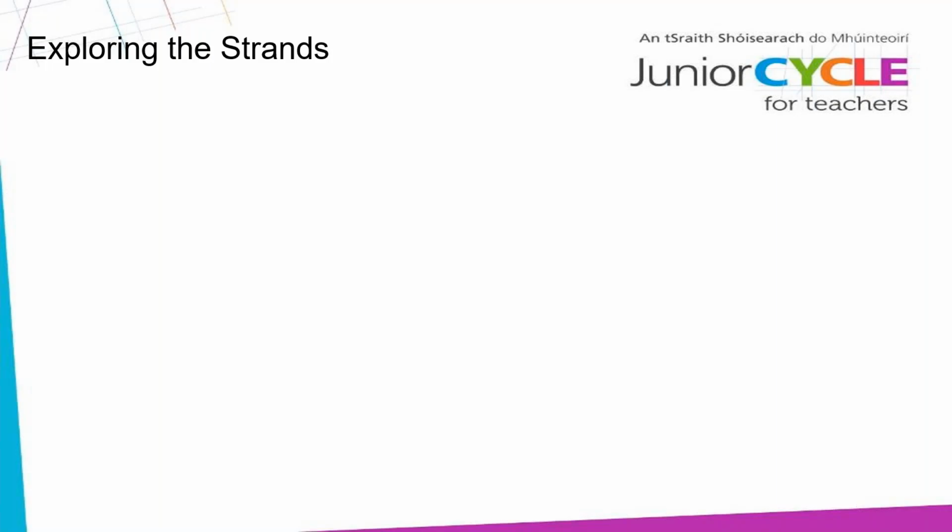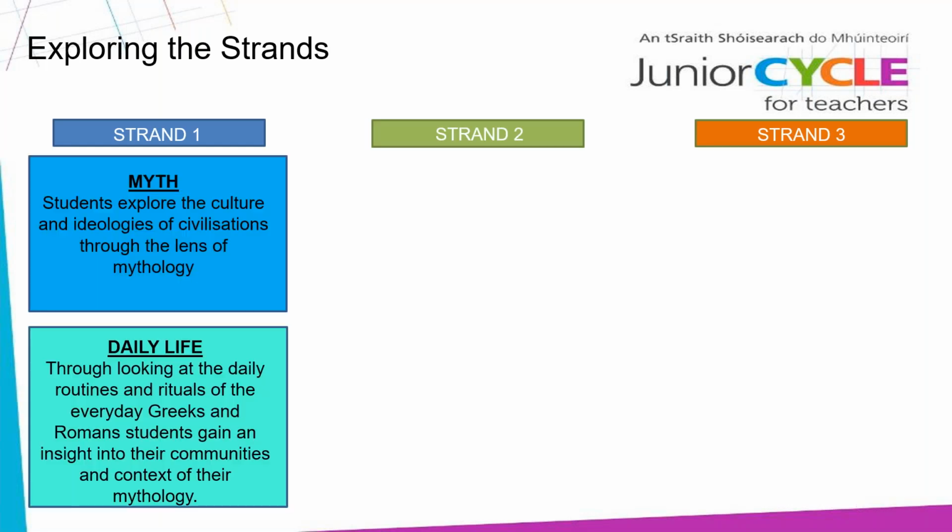So let's have a look at some of the strands in a little more detail. So as I said, there are three strands. Strand 1 is broken down into myth and daily life. So myth, students will explore the culture and ideologies of civilizations through the lens of mythology. Daily life, through looking at daily routines and rituals of the everyday Greeks and Romans, students will gain an understanding and insight into their communities and the context of their mythology.